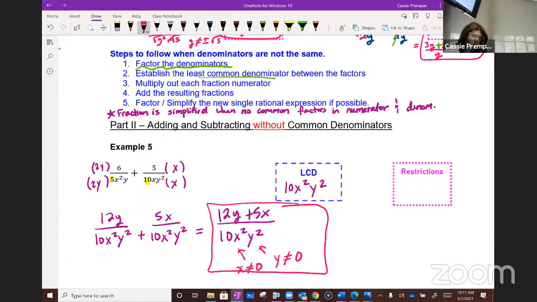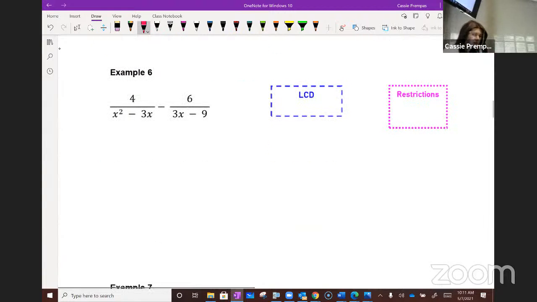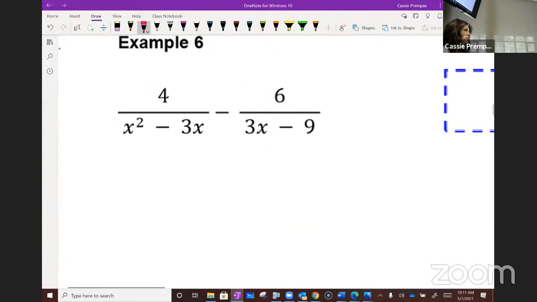All right, let's move a little bit more advanced. Example 6. What did I say is the best first step? Factor the denominator. So looking at the denominator, what's the first step in factoring? GCF. What's the GCF between x squared and 3x? X, good. So I have x times x minus 3. And then let's look at the next denominator. What's the GCF between 3x and 9? 3, good. So I have x minus 3.